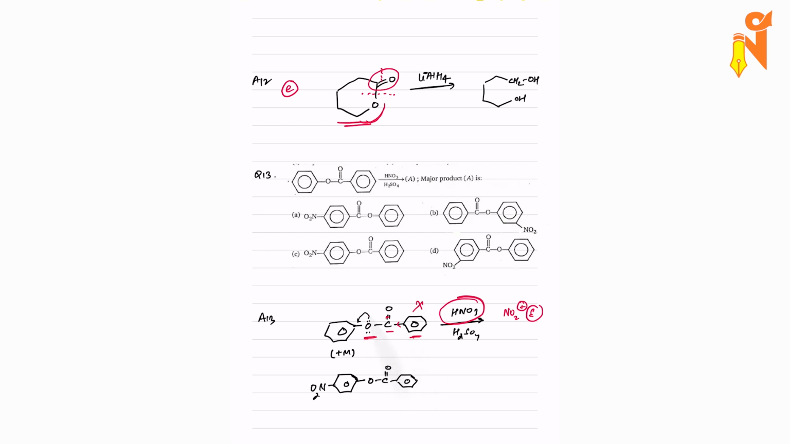If you look at this oxygen, electron donation is happening, plus M is happening, and hence the density will be on ortho, para and ortho. So let's look at the options. In options we have para as a product. We can put a para over here. Para is anyways major, so NO2 plus will go over here on the para position, and this is your option number C.